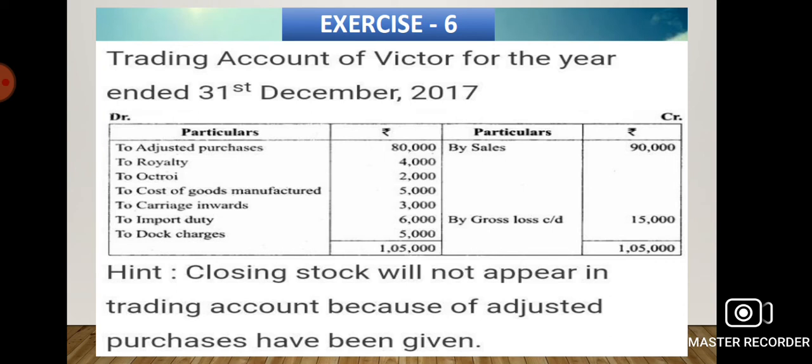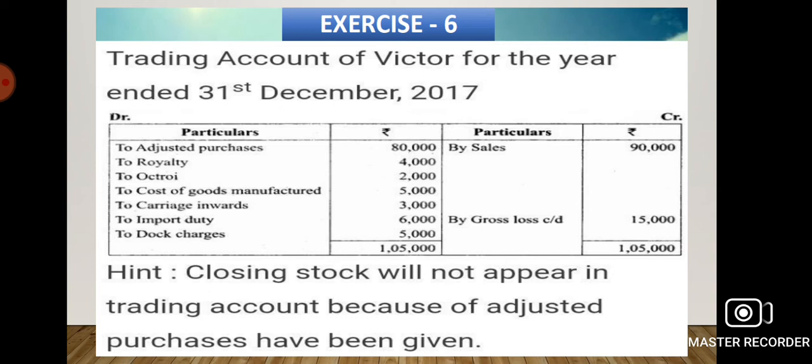So by sales 90,000. To royalty on purchases of goods 4,000, debit side. Auxiliary on purchase of goods 2,000, debit side, enter it. Then to cost of goods manufactured 5,000. Then closing stock is not considered. Closing stock will not appear in the trading account because adjusted purchases have been given. So closing stock is left out. Then to carriage inward 3,000, to import duty on purchases of goods 6,000, to dock charges on purchases 5,000.